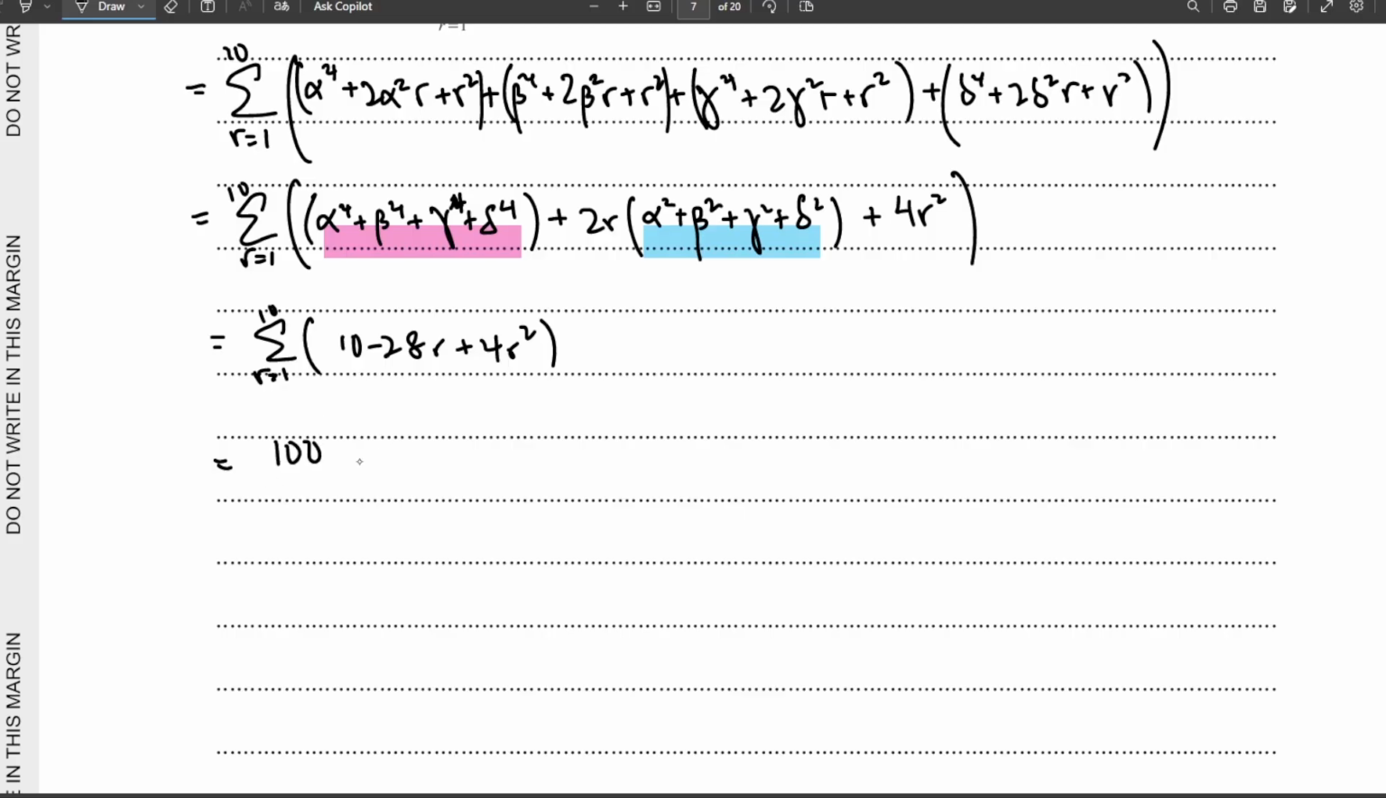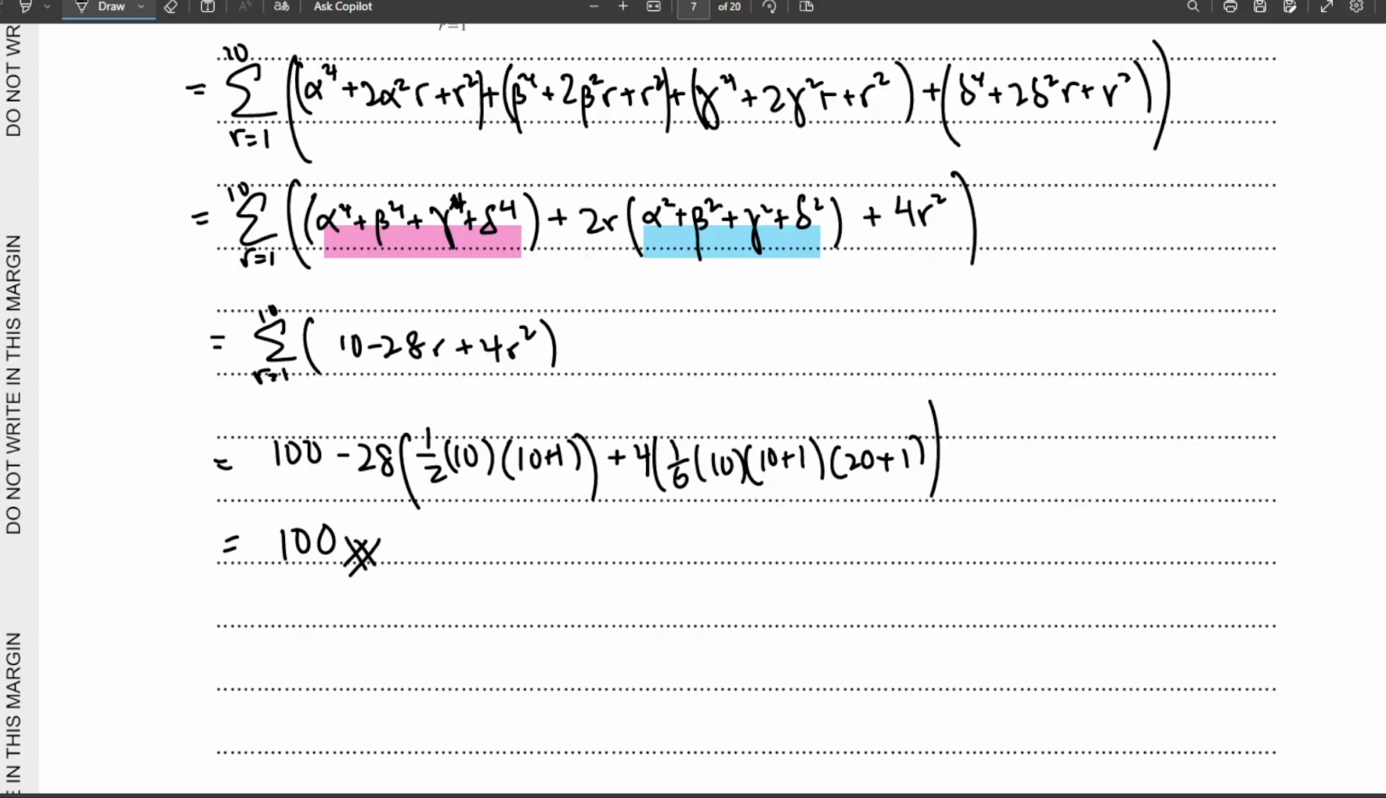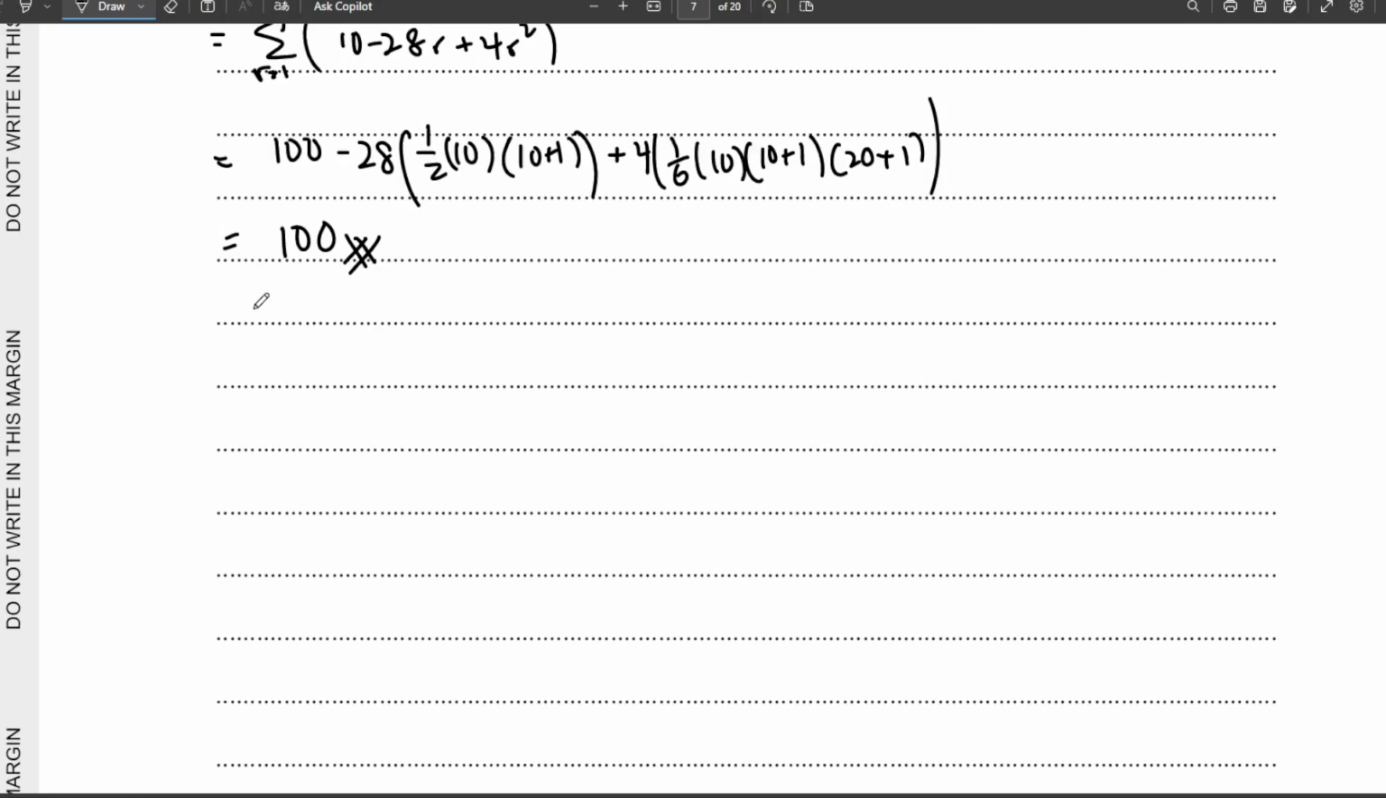So we have 100, and the 28 times sum of r from 1 to 10, half of 10 times 10 plus 1. What about r squared? r squared is 1 over 6, 10, 10 plus 1, and then 20 plus 1. I hope that's the formula. Correct. So if you type this into your calculator, you should be able to get just 100. So that is the final answer for part C.